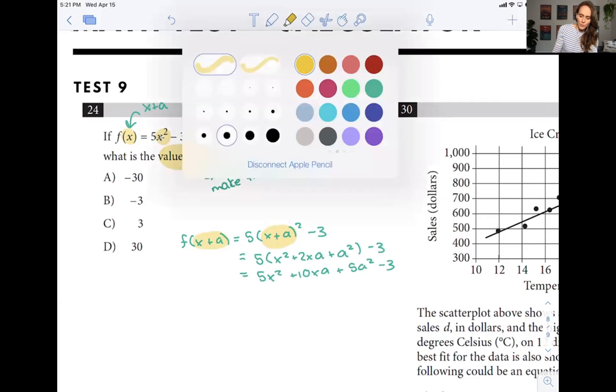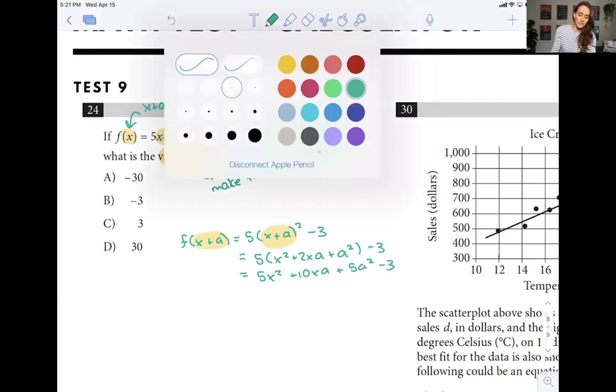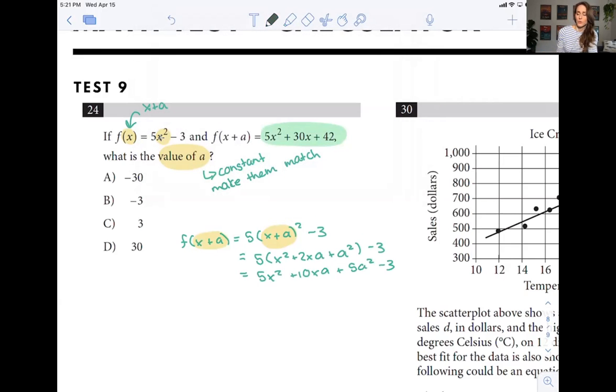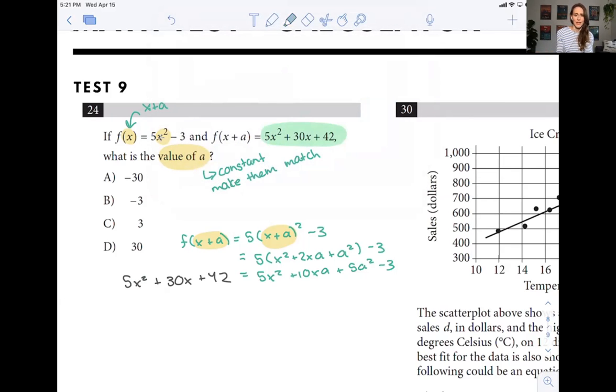And I can take what's up here, this 5x squared plus 30x plus 42, and set it equal to what I just found, because that is also equal to f of x plus a, right? So 5x squared plus 30x plus 42 has to equal what I just found. Now I'm going to do the same thing that I did before. I'm going to zoom in on the parts that I need in order to solve for this. So I can say that 30x has to equal 10xa. My x's cancel and I have 30 equals 10a. Divide both sides by 10 and I get 3 equals a.